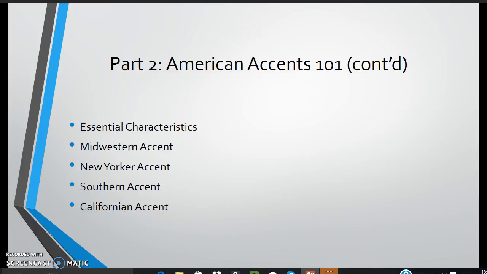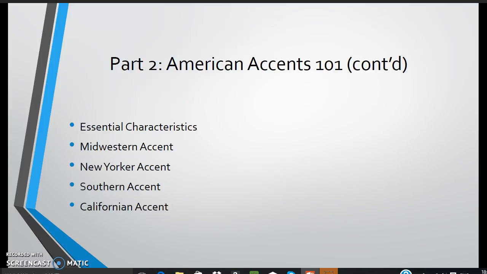Some of the most prominent features are that the short A sound is raised before nasal consonants. A good example of that would be man, can, Sam, anything that starts with a short A sound and ends with a nasal consonant. Whenever you consider this, please just think of eh, eh, like an, am, like that.